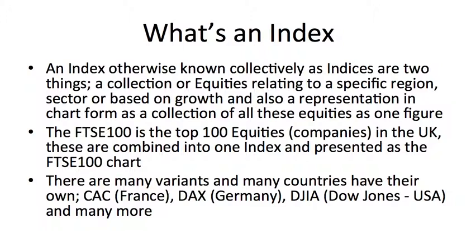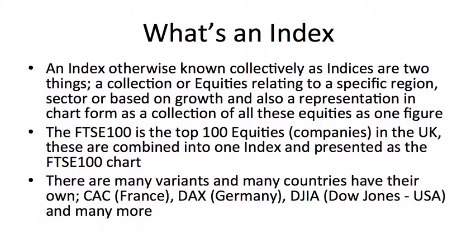So we have, for instance, the FTSE 100 as an example, which is a very well-known, internationally well-known index, and it's the top 100 company shares by share value in the UK that are combined into one index and presented as the FTSE 100 chart. So when you see on the news that the FTSE has gone up by XYZ or down by XYZ, it is this cumulative value of the top 100 companies in the UK, presented as one single chart.